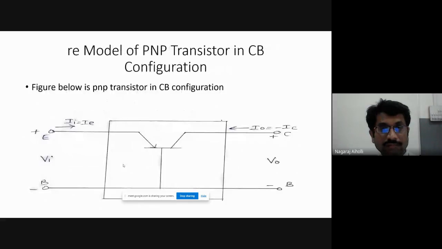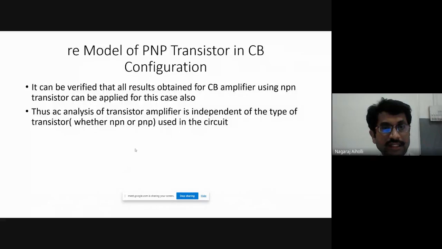So what is the conclusion here? The conclusion is that AC analysis of a transistor amplifier is independent of the type of transistor. The AC analysis is independent of whether you are using a PNP transistor or an NPN transistor, because the equations remain the same for both NPN and PNP transistors. This is the conclusion that we are drawing from the RE model of the PNP transistor in common base configuration: the AC analysis of a transistor amplifier is independent of the type of transistor, whether NPN or PNP, used in the circuit.